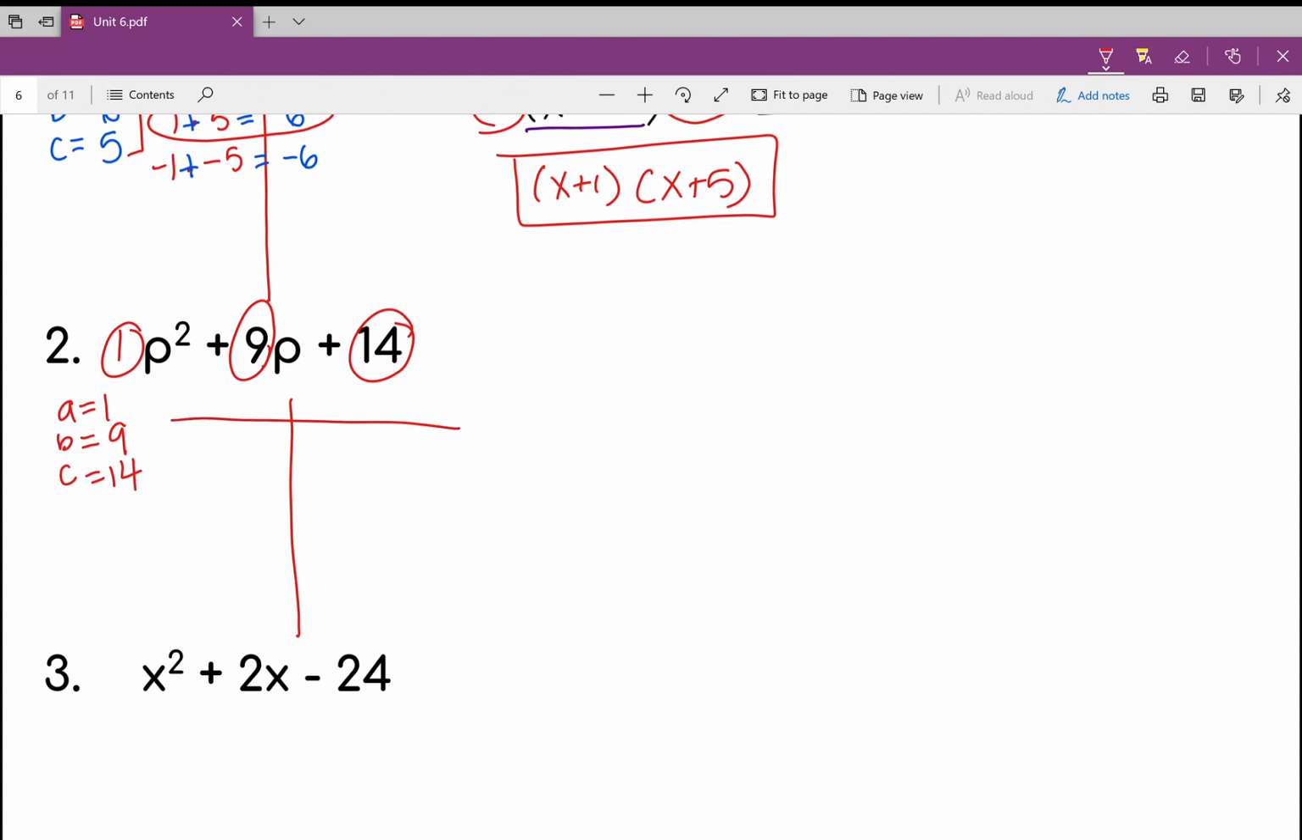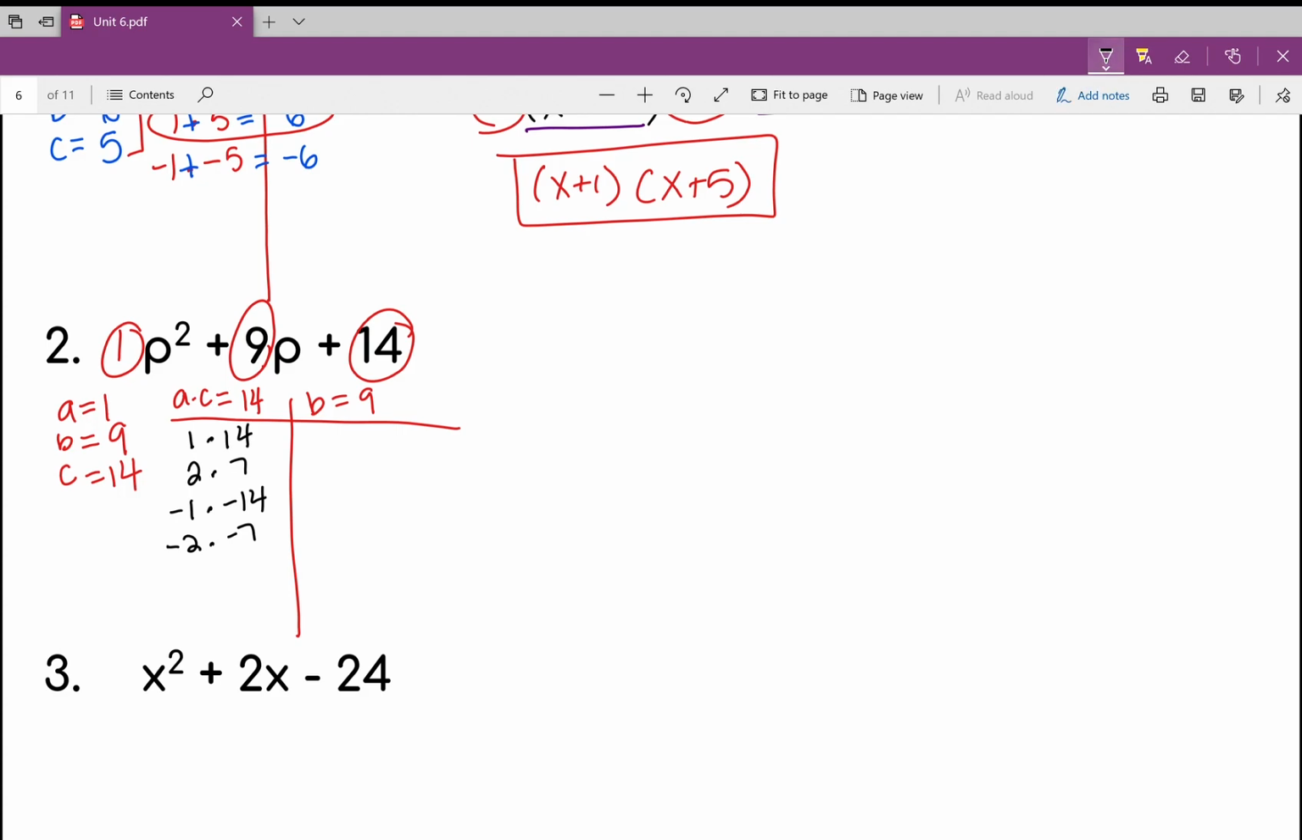Now we create a table. A times C is equal to 1 times 14, which is 14, and B is equal to 9. So now we need all the numbers that multiply to 14. So 1 times 14, 2 times 7, negative 1 times negative 14, and negative 2 times negative 7. Remember, we have to include the negatives in there because a negative times a negative is a positive.